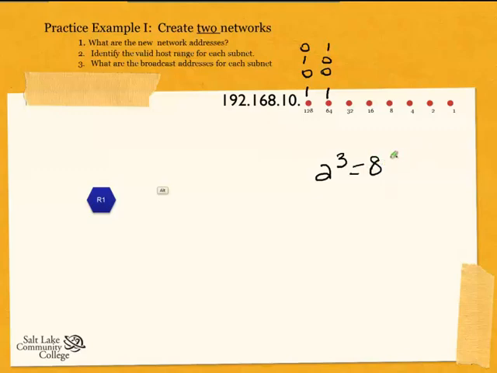So the first question you have to ask yourself is, how many bits do I need to borrow to create 2 networks? And when you hear networks, you can also think possibilities. So how many possibilities in a bit? 2. How many bits would I need to create 2 networks? 1 bit. So I'll need 1 bit, and what I always do is draw my line.